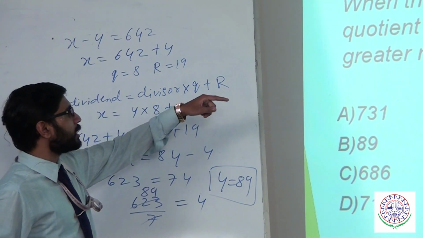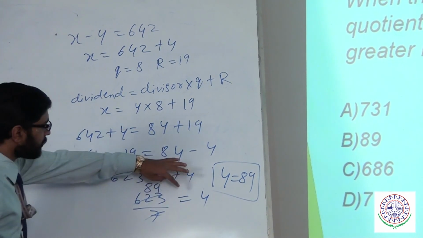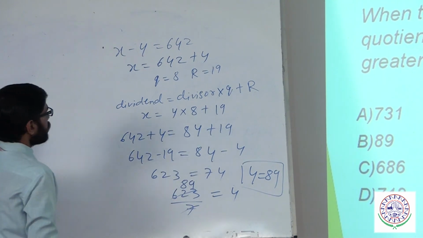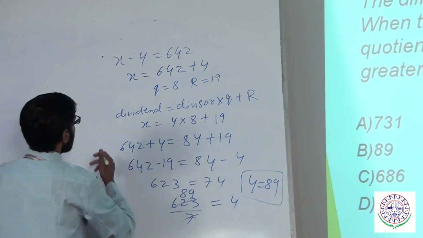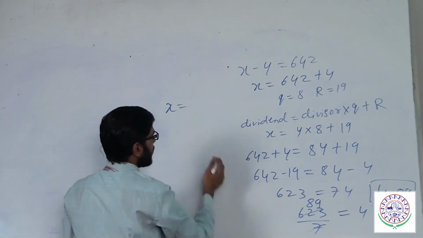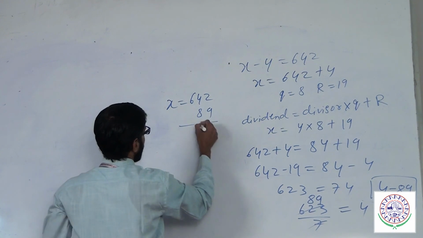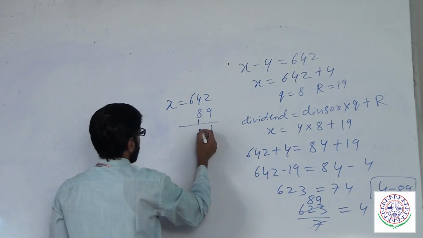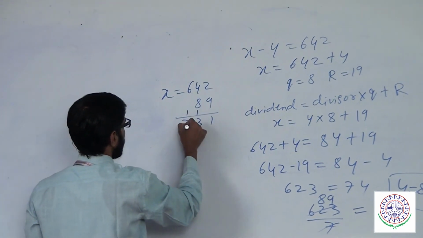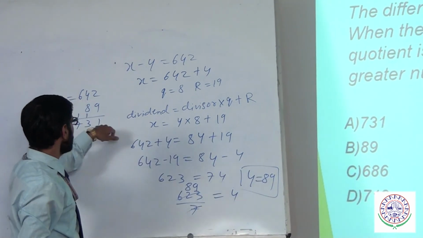So what we need to find is the greater number. To find the greater number, substitute the value of y in any one of these equations. So if you substitute the value of y in this, x is equal to 642 plus 89. 642 plus 89 if you take, the answer will be 731. So the answer for this question will be 731.